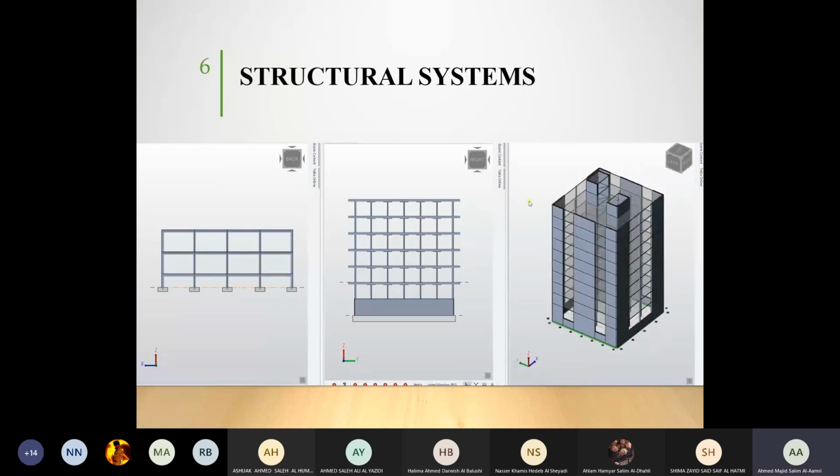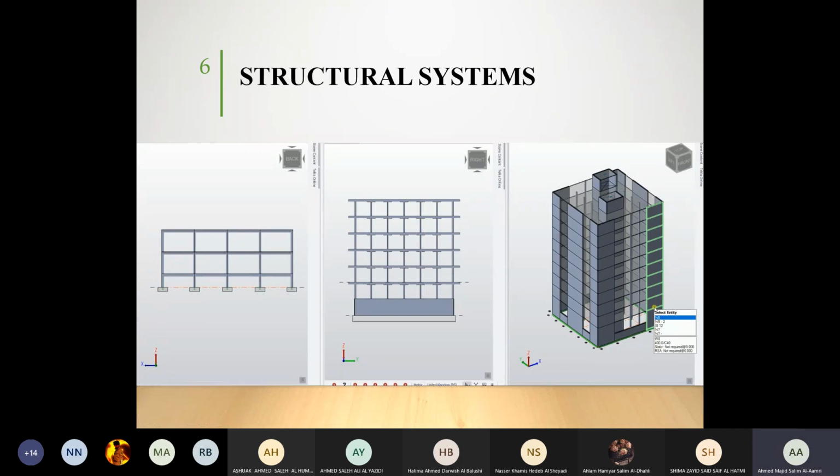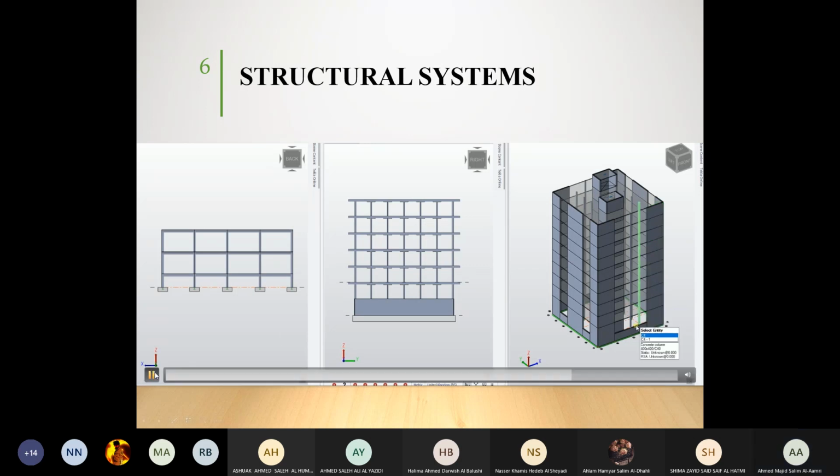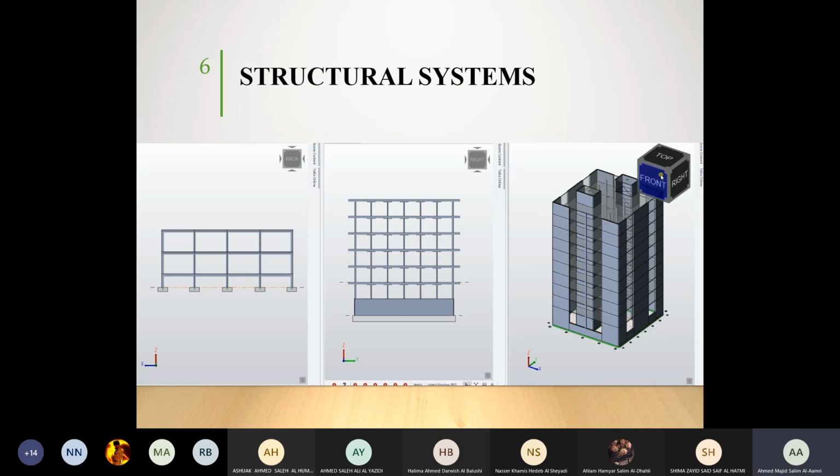So now if you see here, in the first model, it was beams, columns. Here in flat slab, we don't have beams, only on the borders. And then in the last option, which is going to be shear wall, columns, and then flat slab. The slab can be reinforced or it can be post-tension.